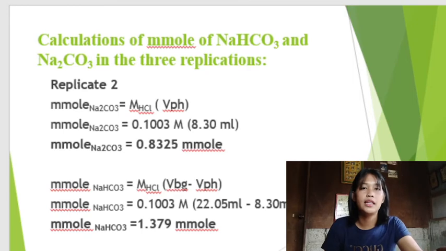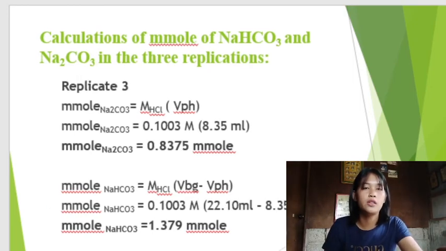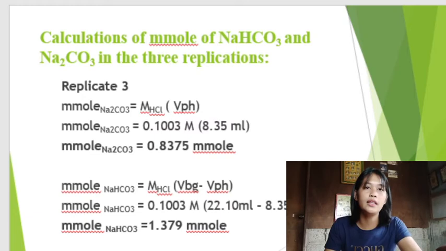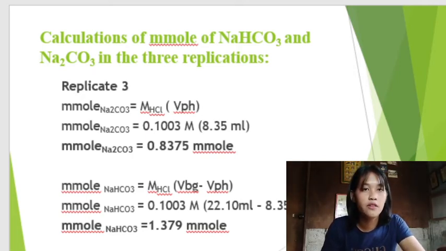And in replicate 3, the millimoles of sodium carbonate equals the molarity of HCl times the volume delivered with phenolphthalein indicator, and we calculate the millimoles of sodium carbonate to be 0.8375. The millimoles of sodium bicarbonate equals the molarity of HCl times the volume delivered with bromocresol green minus the volume of HCl delivered with phenolphthalein indicator. We calculate the millimoles of sodium bicarbonate to be 1.379 millimoles.